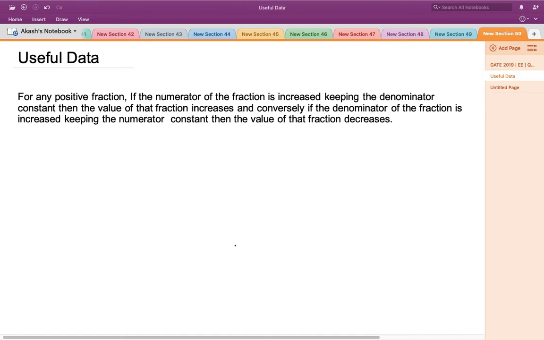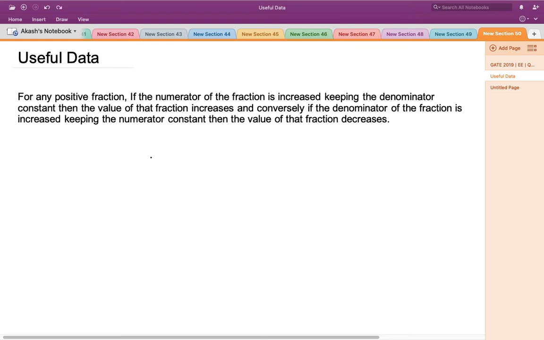Now, for any positive fraction, if the numerator of a fraction is increased keeping the denominator constant, then the value of that fraction increases, and conversely, if the denominator of that fraction is increased keeping the numerator constant, then the value of that fraction decreases.